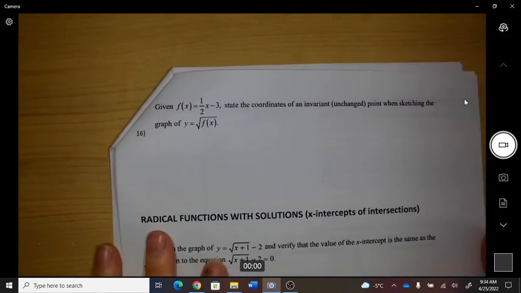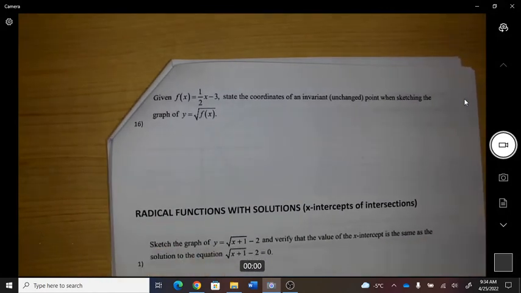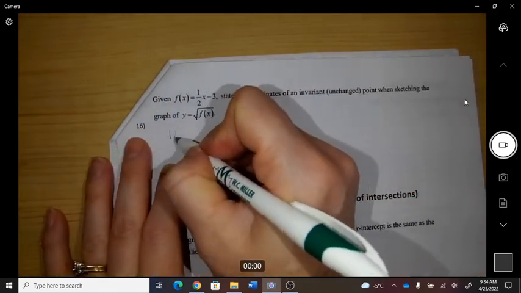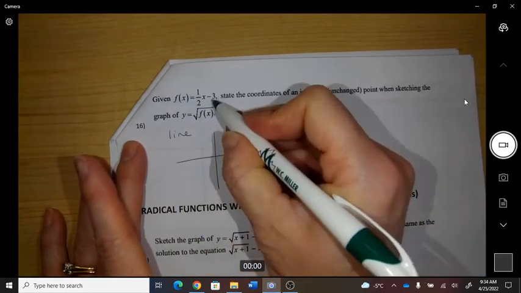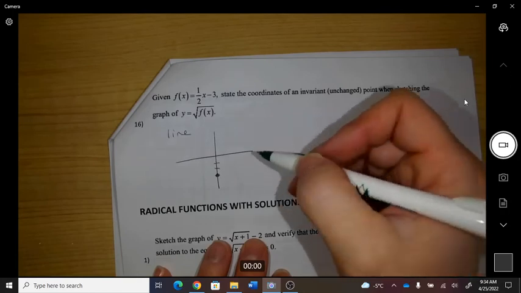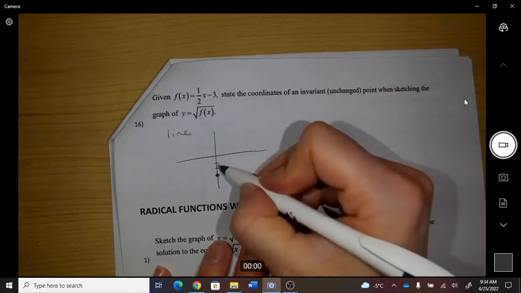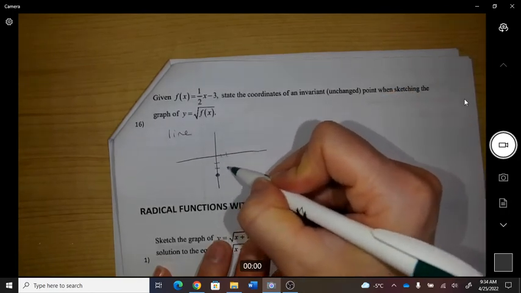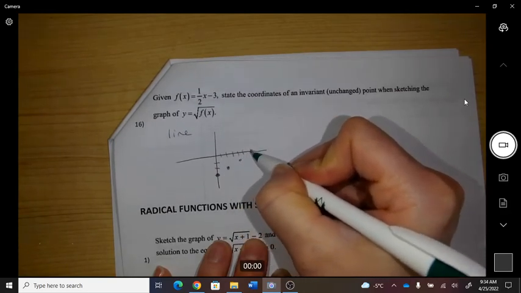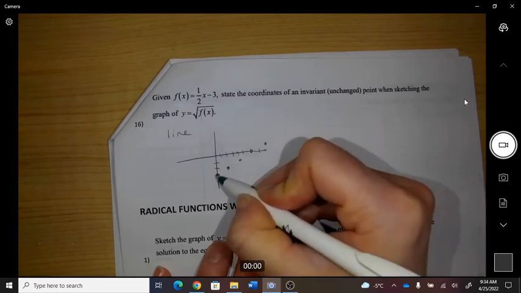Given this, state the coordinates of an invariant point when sketching the graph of the square root function. So I'm going to do this two ways. I'll do the graph and then the algebraic way. So I know that this is a line, negative 3 is the y-intercept. I'm going to go up 1, right 2, up 1, right 2, up 1, right 2, up 1, right 2.